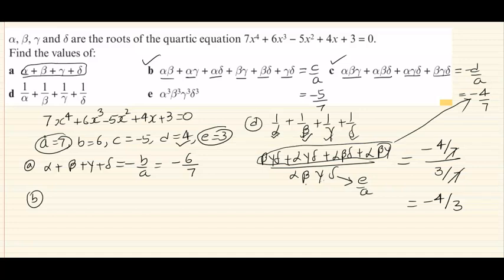Okay. And the last one is the E part. It is given alpha cube, beta cube, gamma cube and delta cube. So this we can write down as alpha, beta, gamma and delta whole cube. And what is the value of alpha, beta, gamma, delta?